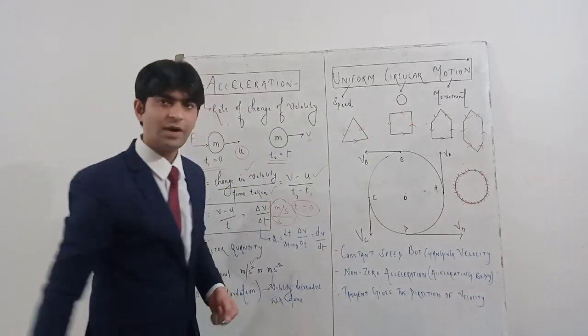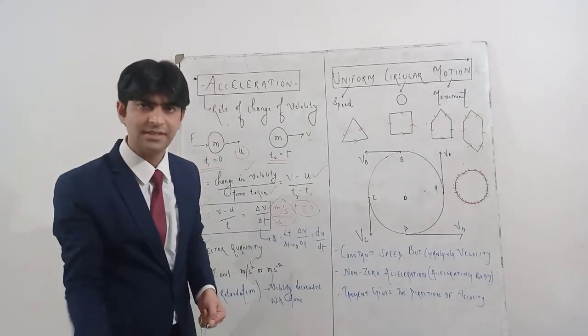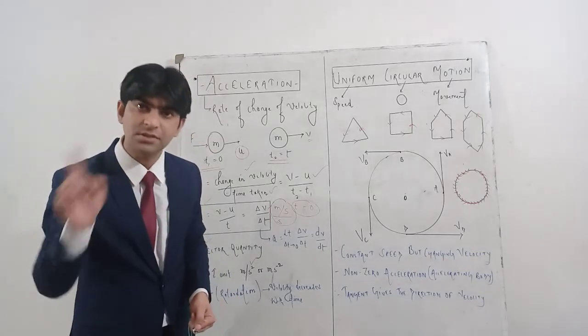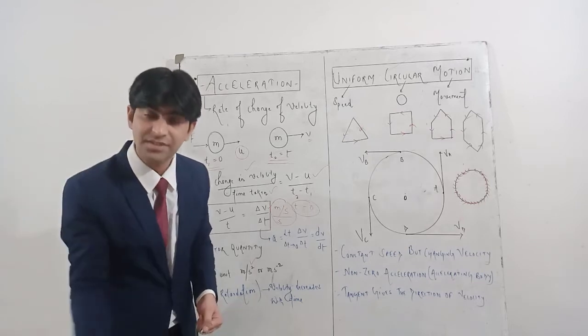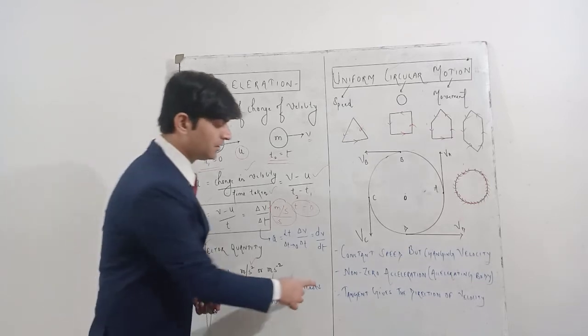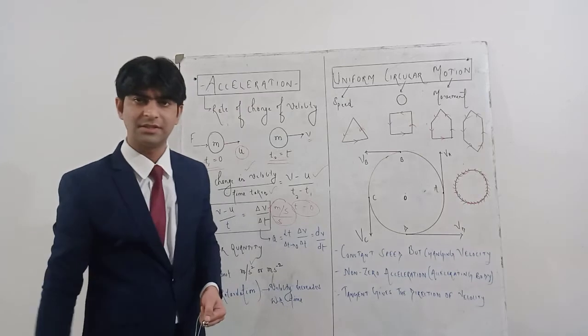Non-zero acceleration. Why non-zero acceleration? Because the velocity is changing. Why is the velocity changing? Because the direction is changing. Tangent gives the direction of velocity at a particular point.